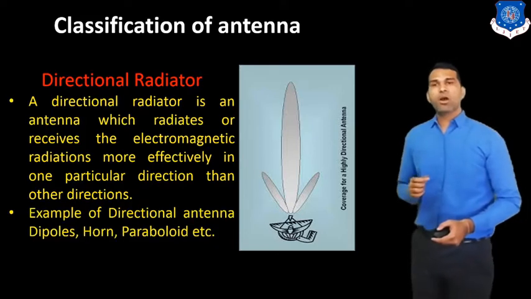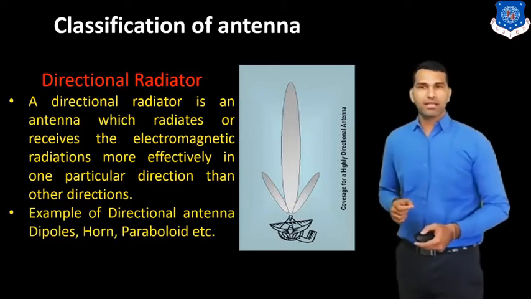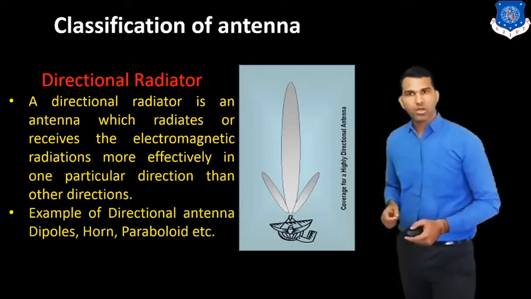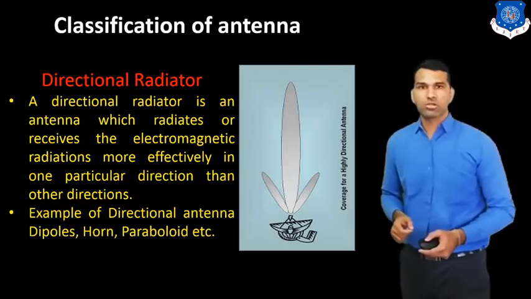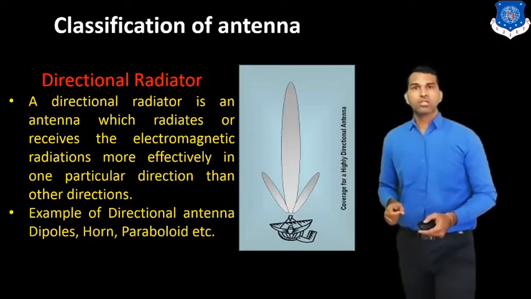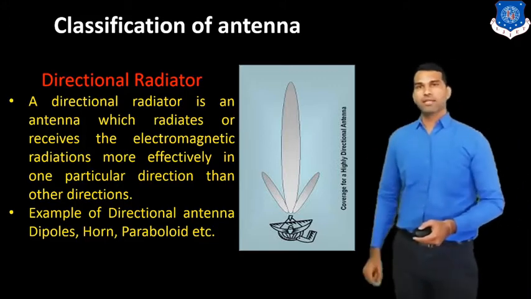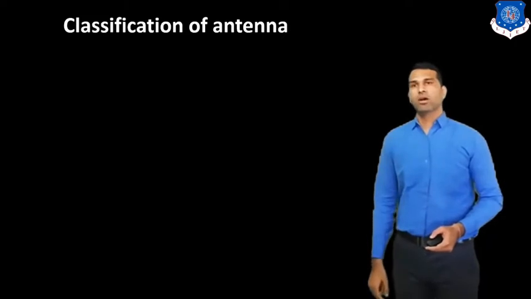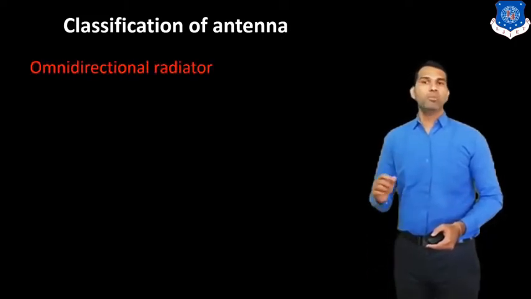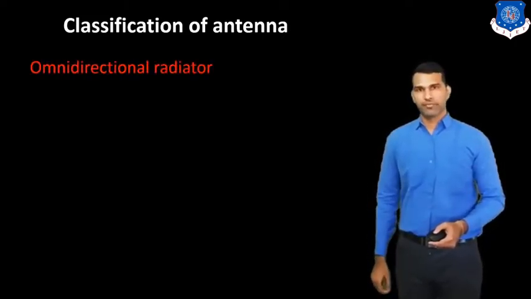An example of the directional antenna we can say is a dipole antenna, horn antenna, paraboloid antenna, or we can also say the Yagi-Uda antenna. So these are examples of the directional antenna. Now we see the third type of antenna, the omnidirectional radiator.